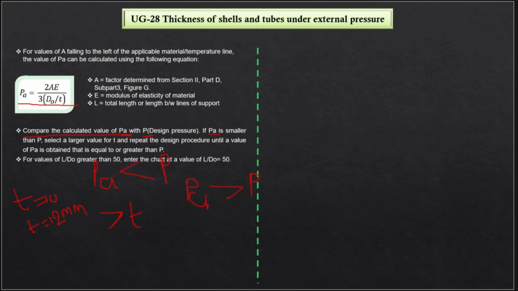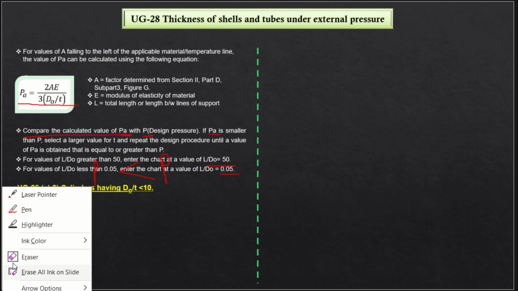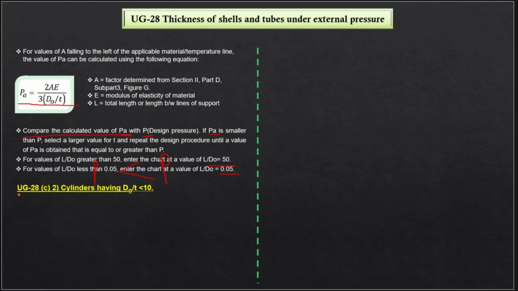I already told you, for an L by D ratio greater than 50, we need to select L by D equal to 50, right? And for L by D values less than 0.05, we choose 0.05 only. That is all about the case where the D naught by T ratio is greater than or equal to 10. Let's see the next one. If the D naught by T ratio is less than 10, what do we need to do? Using the same process, we find factor A and factor B values.